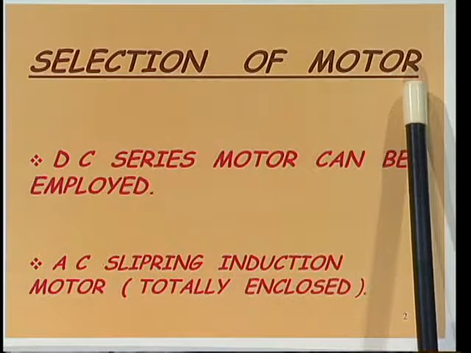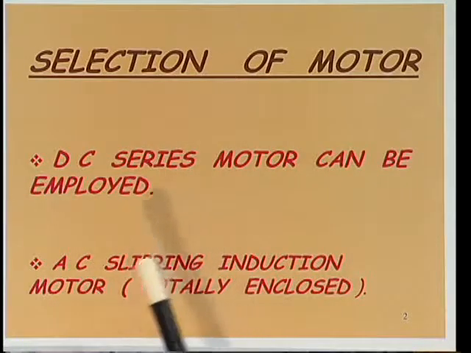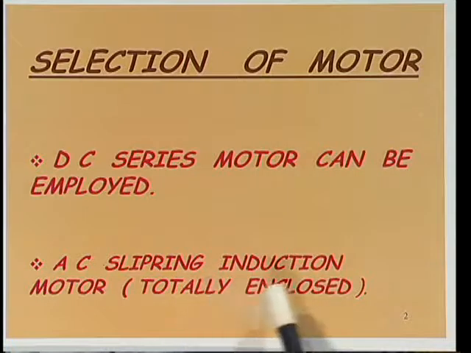Selection of motor: DC series motor can be employed, or AC slip ring induction motor, totally enclosed. For the purpose of crane and hoist, the motor used is the DC series motor. The DC series motor has very high starting torque. Similarly, the series motor can be run only after applying a certain amount of load on the motor.